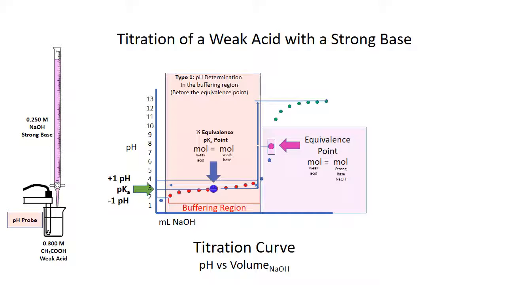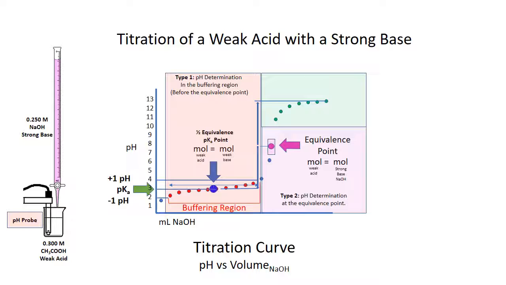moles of strong base. All right, this type of problem is known as a type 2 type of problem, and you'll be asked to perform calculations where you'll determine the pH at this point, at the equivalence point. The machinery that we use is slightly different from that which we use for type 1, and we'll have examples of that yet to come.